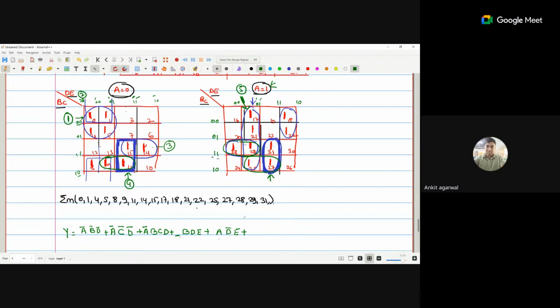B and C are constant. So B, C, as well as D is also constant, they're 0. D bar. But A is also constant, so A plus this is already covered. This is the 4, 5, 6. This one is the 7.